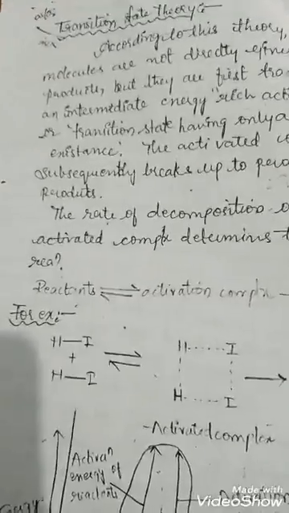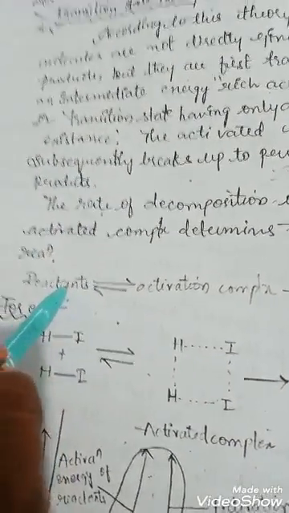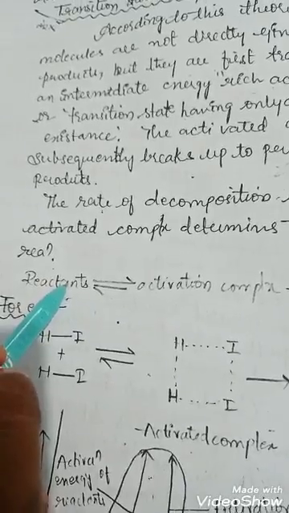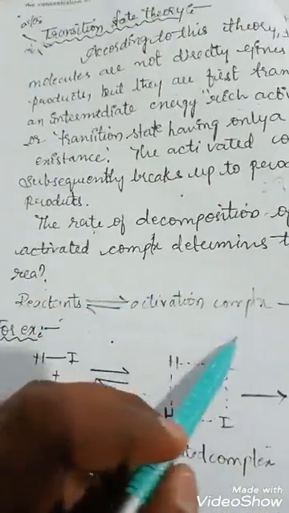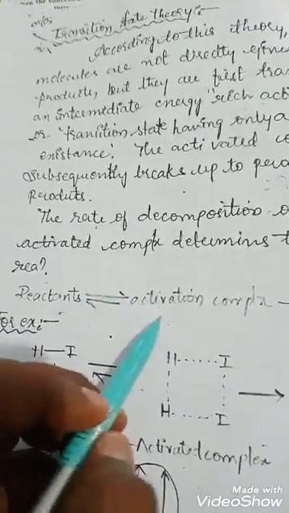Previously also we have discussed what happens. The reactants which are formed do not directly form the products. In this intermediate, one molecule is activated, so that is the activated complex.